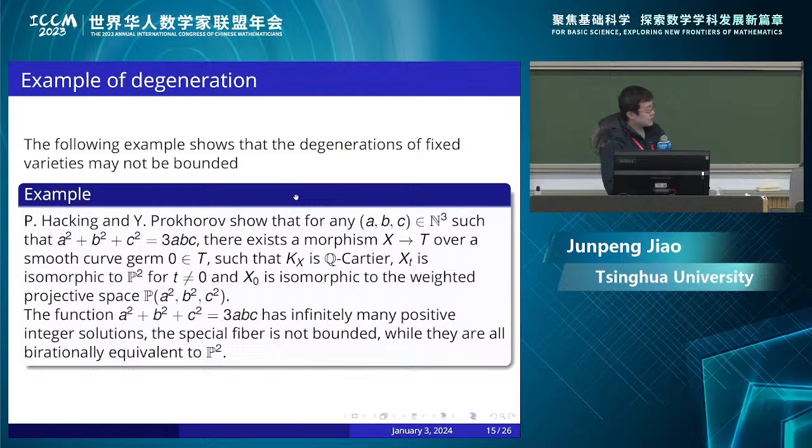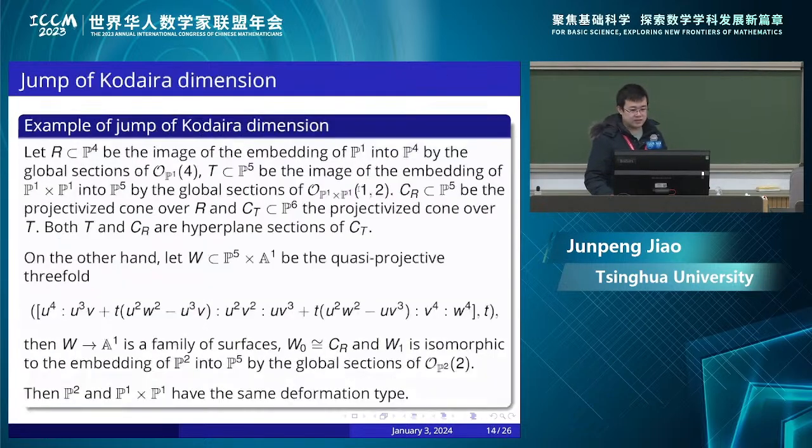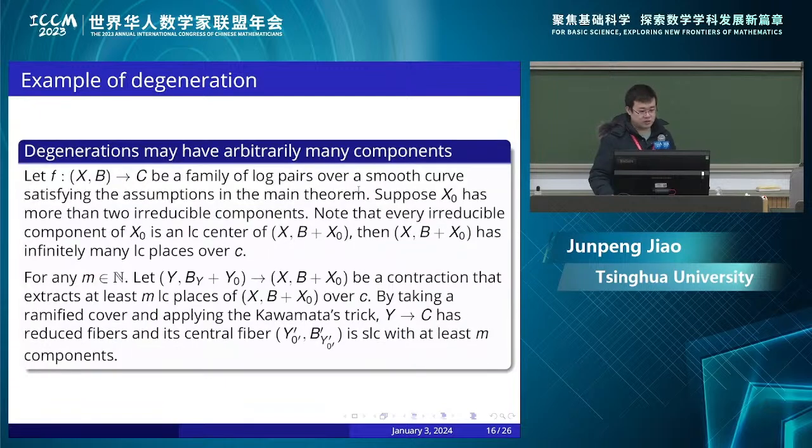And also notice that the main theorem is about every irreducible component. Can we remove this? Can we prove that there are finitely many irreducible components? Unlikely, it is still not true, because the degenerations may have arbitrarily many components. The construction is the following.